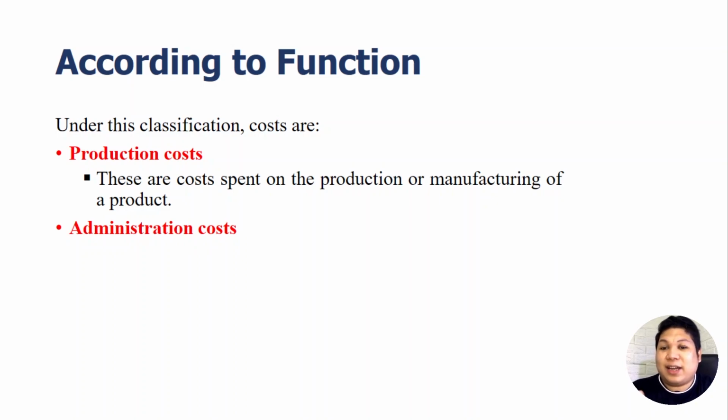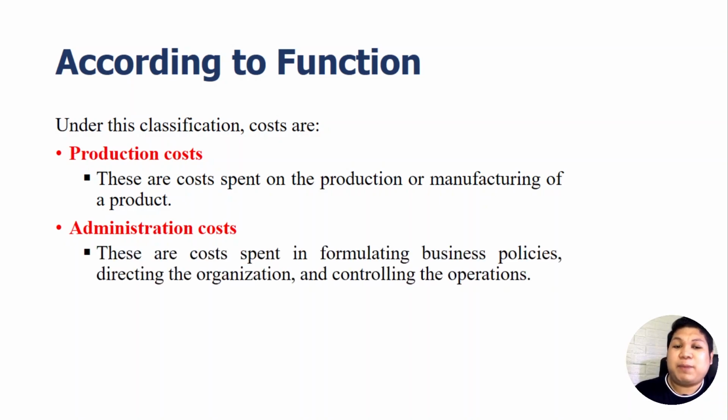The second one is administration costs. These are the costs not incurred in production but incurred in the administration of a company. These could be the costs spent on formulating business policies, directing the organization, and controlling the operations. Examples of these costs are the salaries of the manager, the salaries of the accountant, or taxes.